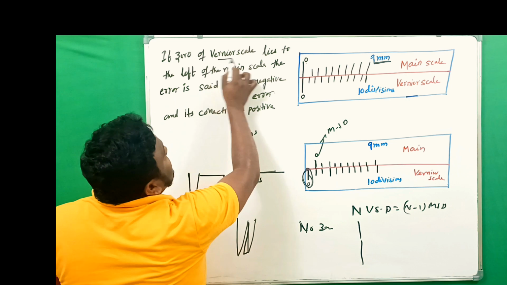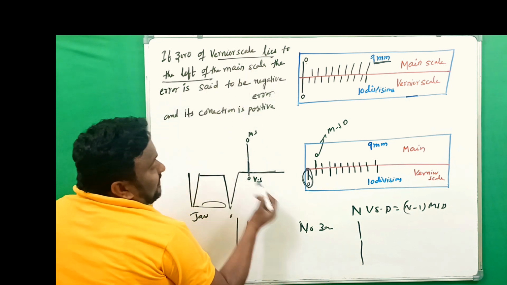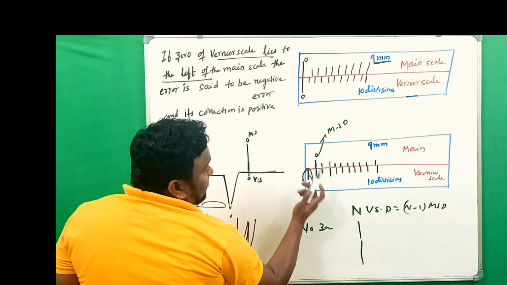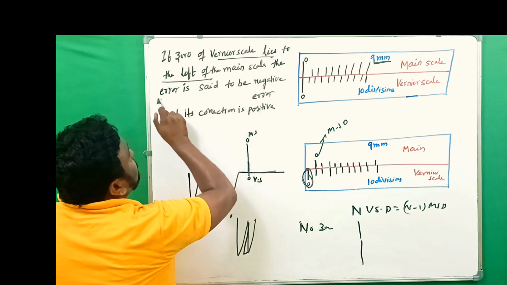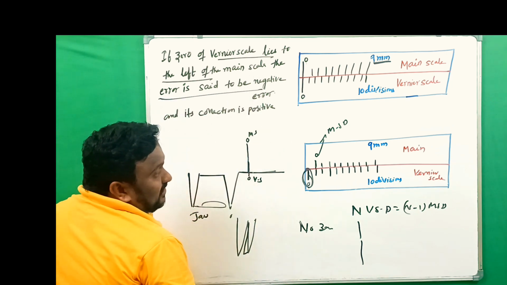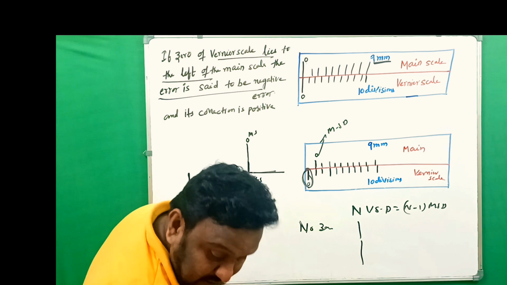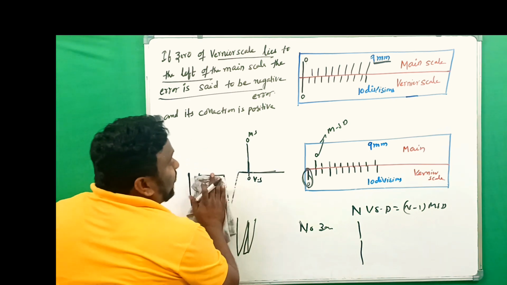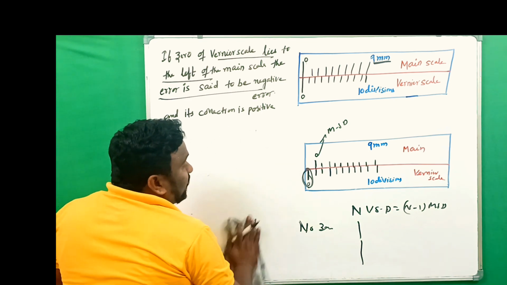If the zero of the vernier scale lies to the left of the main scale zero, this is the right side and this is the left side, then the error is said to be negative error and the correction is positive. Then how can we take the magnitude of the error?